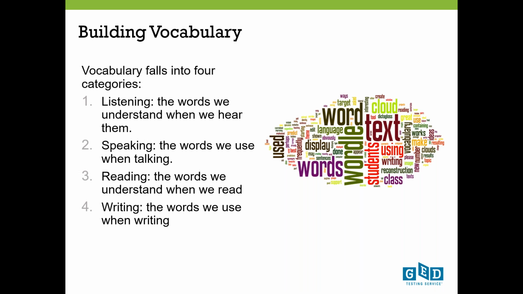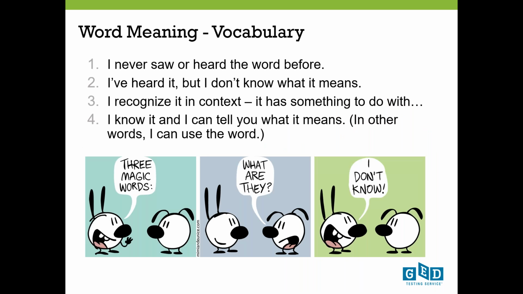Now, the problem that we have is that we have students who are coming through and they say, I've got words here I've never seen or heard before. Or maybe I've heard it, but I don't know what it means. For others, we have students who recognize things in context, and they can tell you it has something to do with something or other. We really want our students to be at that 4th level: I know it, and I can tell you what it means. That means a student truly understands those words and owns them.